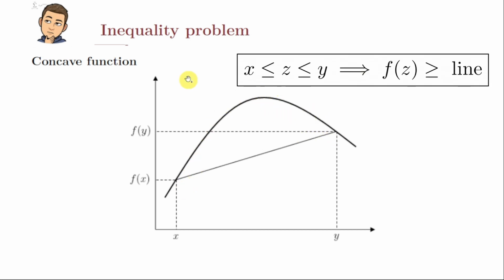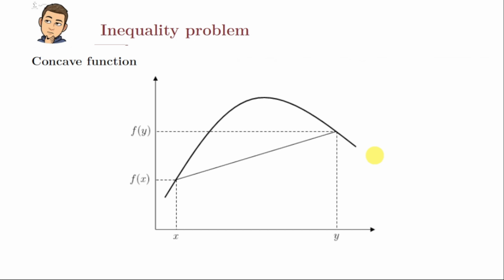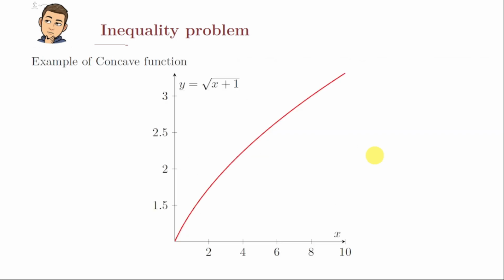Now, if we have a function and we know that the second derivative is always negative, then we can guarantee that it is a concave function, because the shape of the curve will be like this if the second derivative is negative. Okay, and then another example of a concave function.